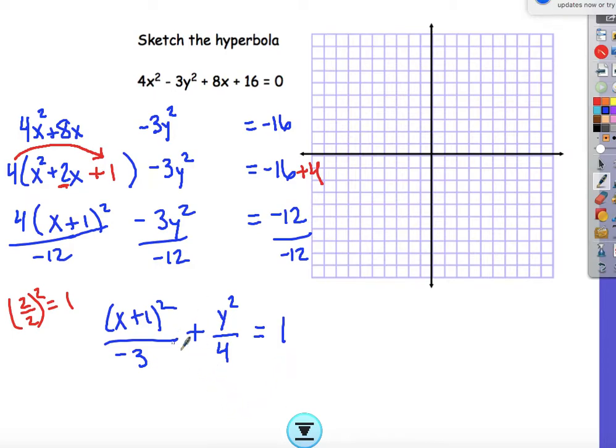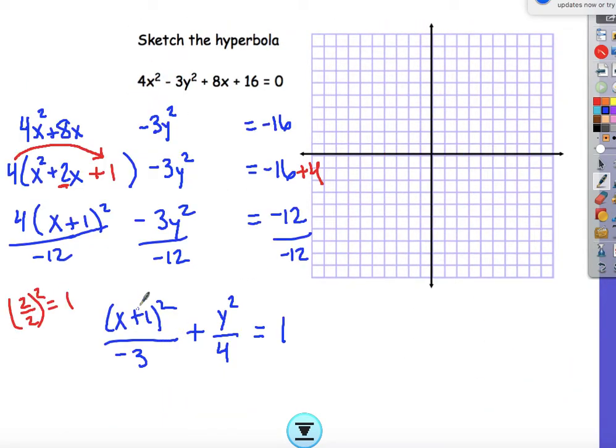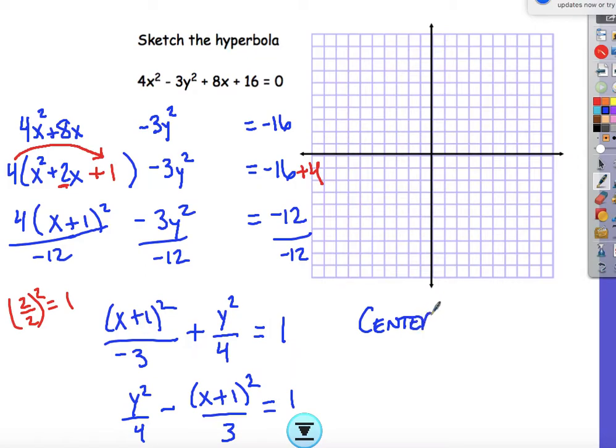Now, hopefully something should look a little weird to you. There's a plus sign here, and hyperbolas always have a minus sign. Well, we can easily fix that if we just swap and put this fraction second and put this fraction first. Because this negative could get moved out in front, and then we would have that quantity x plus 1 squared over 3. So now my center, be very careful, the h always goes with the x's, so we have to write that first, and then the k goes with the y's, so that would be a 0. So the center is at negative 1, 0.